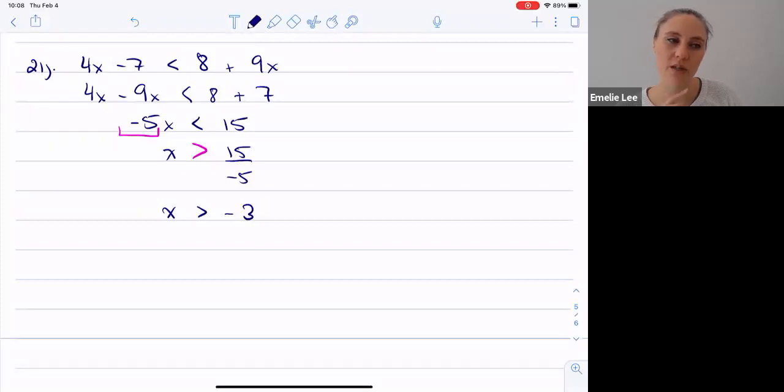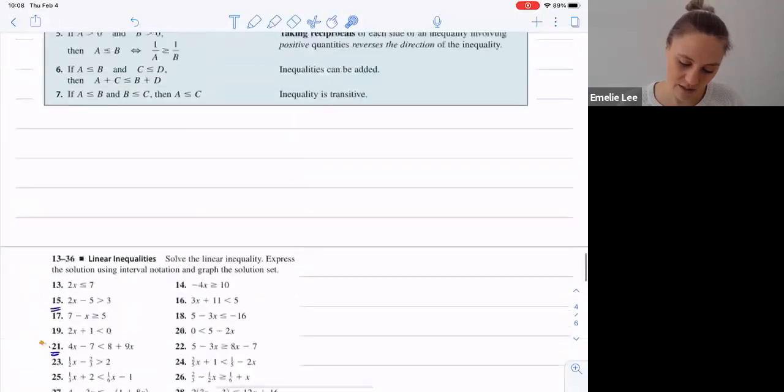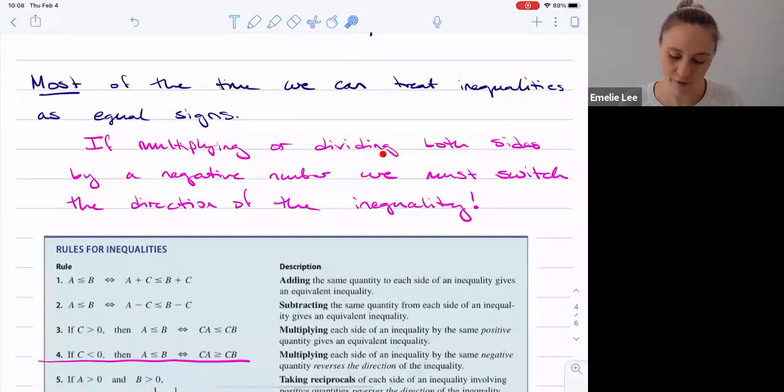What's nice about inequalities and equalities is that you can always try values. So you can always try values that satisfy the criteria and just make sure that the original holds. We have to switch the sign because, let's go back here, right? If you're multiplying or dividing by a negative number, you have to switch the direction of the sign. So that's just a rule that we need to keep in mind.